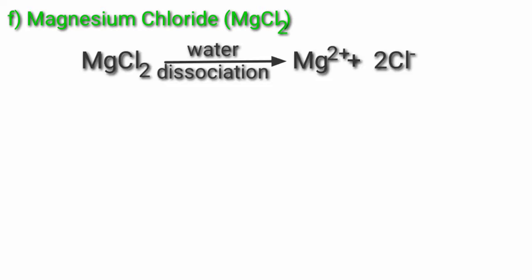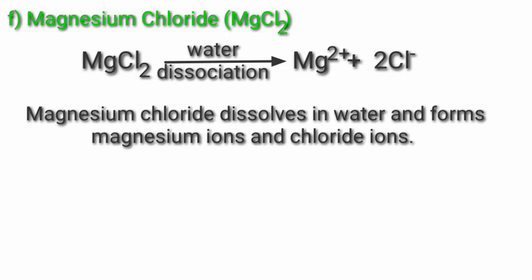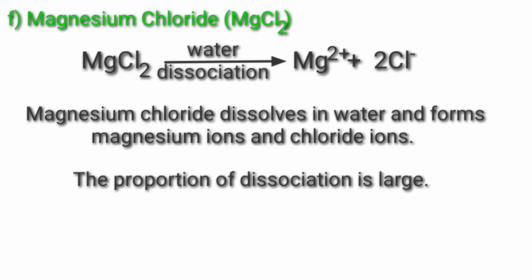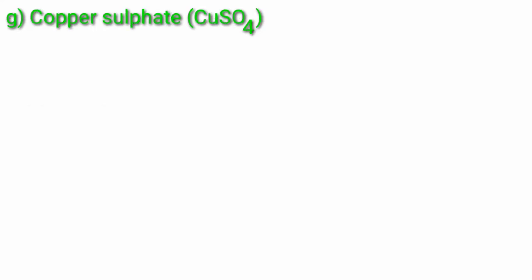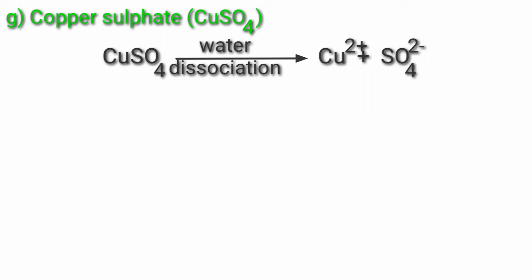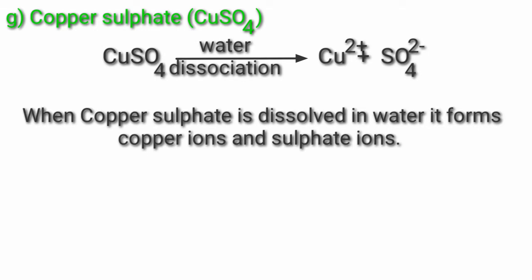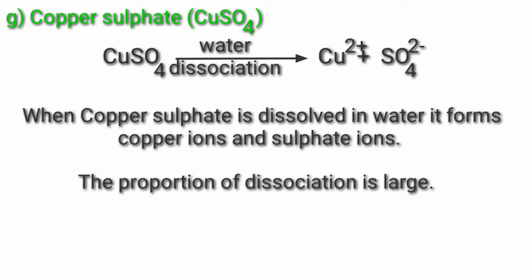F. Magnesium chloride, MgCl2. MgCl2 gives Mg2+ and 2Cl-. Magnesium chloride dissolves in water and forms magnesium ions and chloride ions. The proportion of dissociation is large. G. Copper sulphate, CuSO4. CuSO4 gives Cu2+ and SO4 2-. When copper sulphate is dissolved in water, it forms copper ions and sulphate ions. The proportion of dissociation is large.